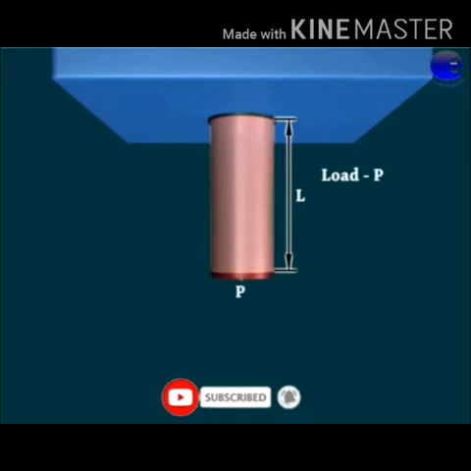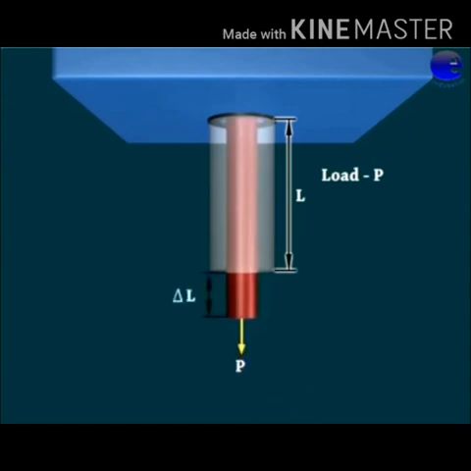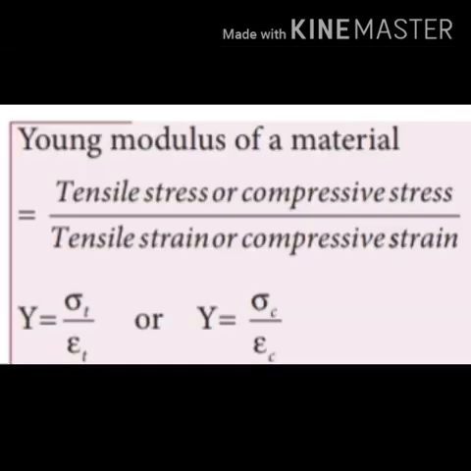The first one, Young's modulus. When a wire is stretched or compressed within the elastic limit, the ratio of linear, that is axial, stress to the linear, that is axial, strain is known as Young's modulus or modulus of elasticity. Tensile stress or compressive stress by tensile strain or compressive strain. Therefore, Y is equal to sigma t by epsilon t, or Y is equal to sigma c by epsilon c. The unit for Young's modulus is the same as the unit of stress because strain has no unit. So, the SI unit of Young's modulus is Newton per meter squared, or Pascal.